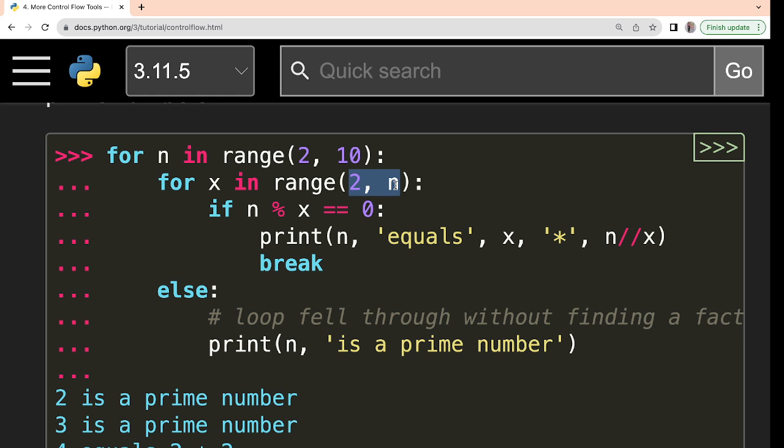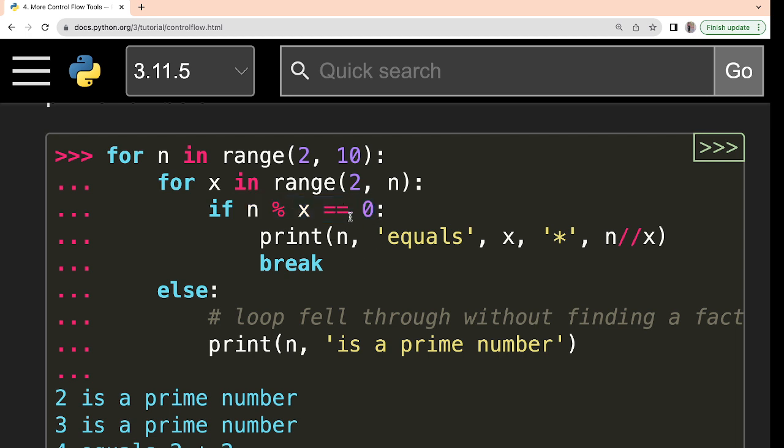So from 2 to n minus 1 the loop is running, and we will check whether my original number, which is n, is divided by any of this x or not. x is in the range of 2 to n minus 1. One by one the numbers will be generated, and we will check whether this n is getting divided completely by the x or not. That is how we are checking n modulus x is equal to 0. That means if the remainder is 0, it is completely divisible.